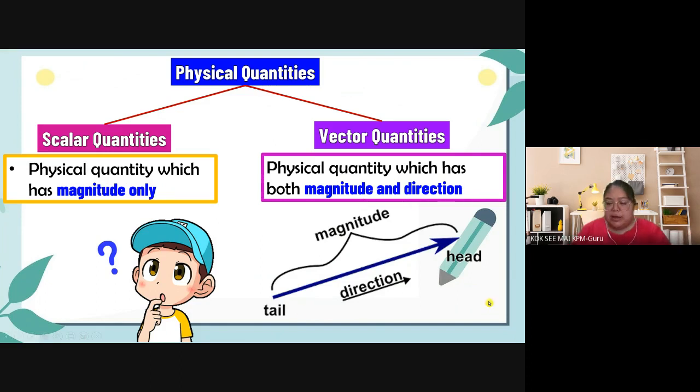So for example, you can see the diagram. From the tail, this one is the head. If I measure from the head until the tail, how long is this? How long is the magnitude? After measuring, it is only 15 cm. So 15 cm, the 15 is the magnitude. For direction, where do you measure from? You measure from tail to head, or from head to tail.